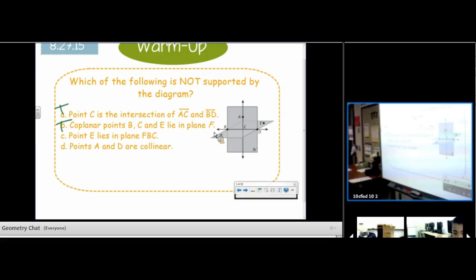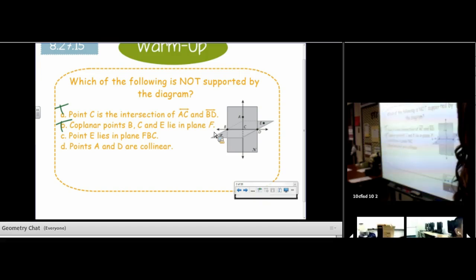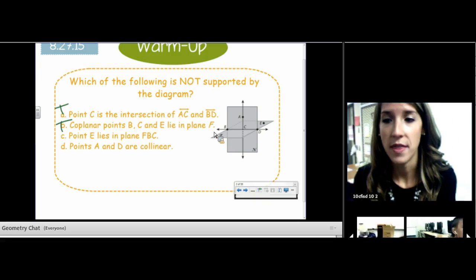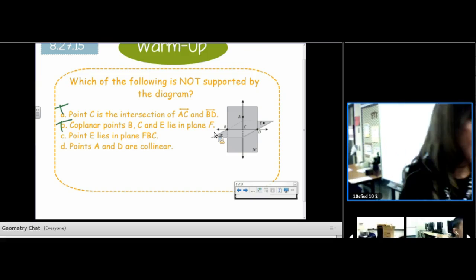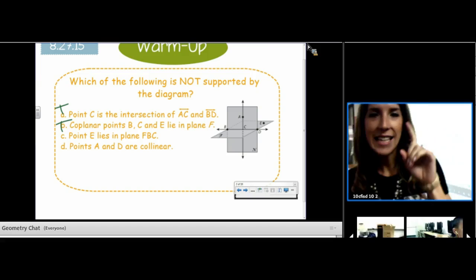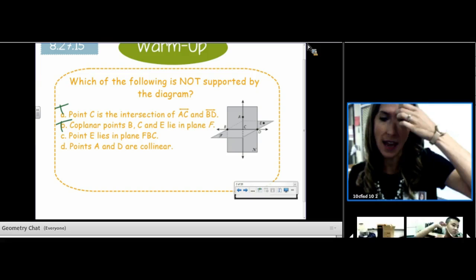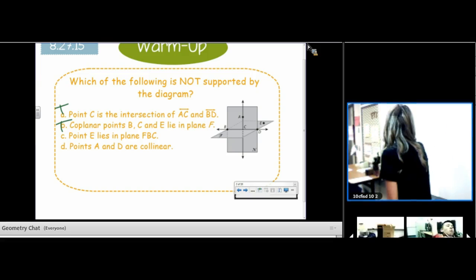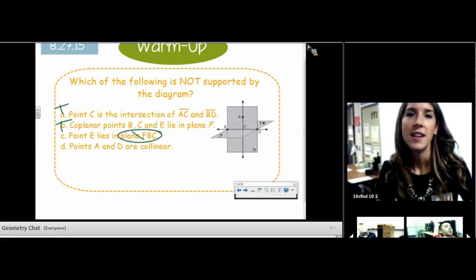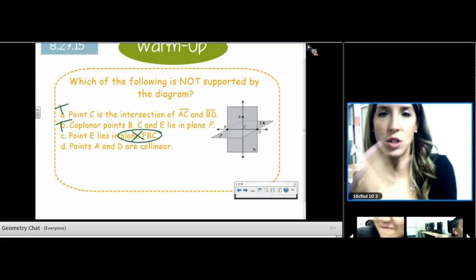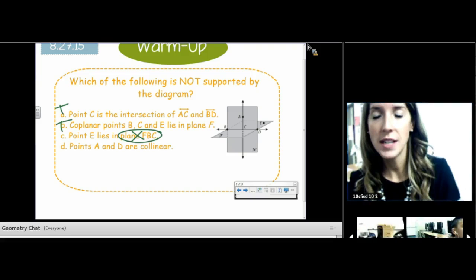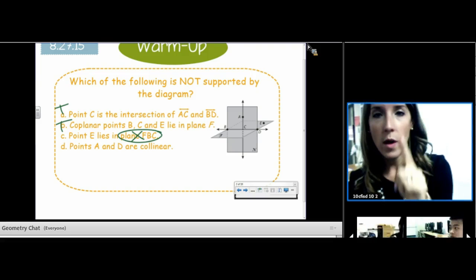Point E lies in plane FBC. There's only one thing wrong with selection C. What is wrong? You cannot name a plane with an italicized letter and then two of the points in the plane. Good. This is not the name of this plane. That is bad, because they used the italicized F, which is not a point, and then they used 2 points. If you're going to name a plane, you have to name it using 3 points or 1 italicized letter.